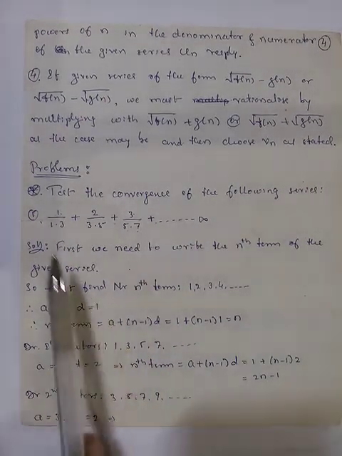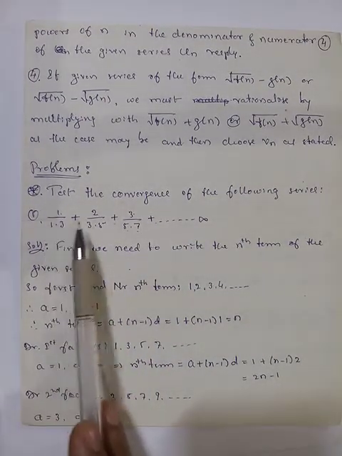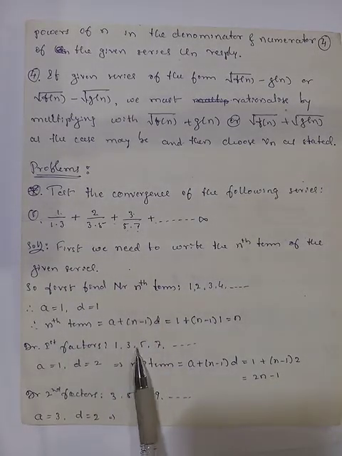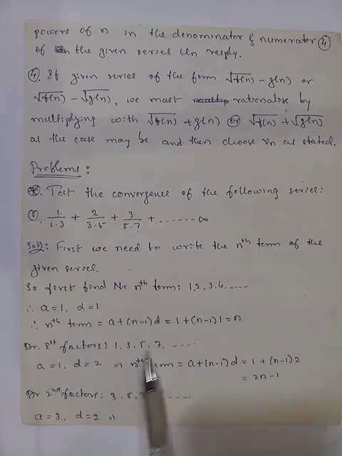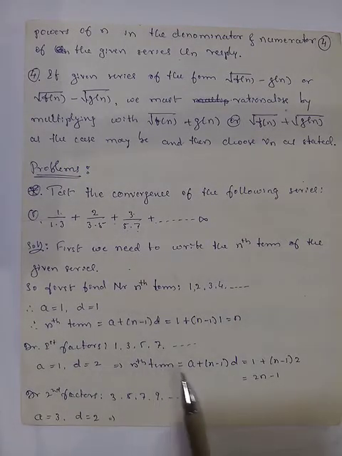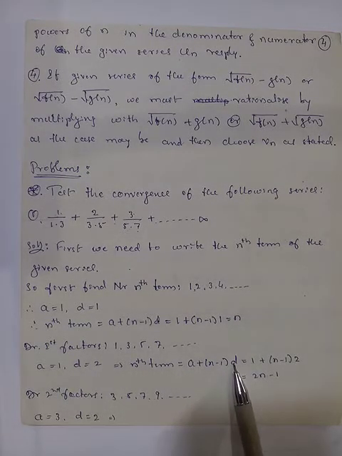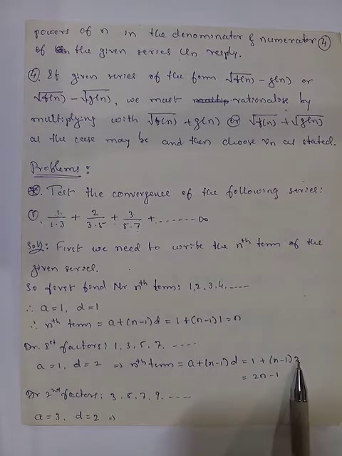For the denominator, take the first factors 1 3 5, 1 3 5 7. So first term a equal to 1, the difference is 2. So therefore a plus n minus 1 into d is given by 1 plus n minus 1 into 2. So the result is 2n minus 1.